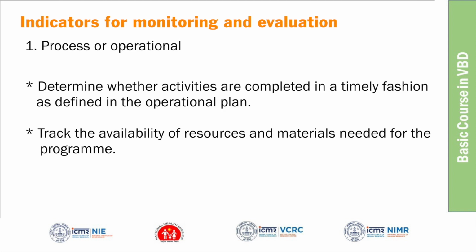First, you have seen the process or operational indicators. Suppose in one village they are undertaking indoor residual spraying. You have to see the percentage of spray coverage, the percentage of households covered. Suppose you have distributed insecticide treated nets, then the use rate of the LLIN, long lasting nets. That is the process or operational indicator. These indicators determine whether the activities are completed in a timely fashion as defined in the operational plan. It tracks the availability of the resources and materials needed for the program.